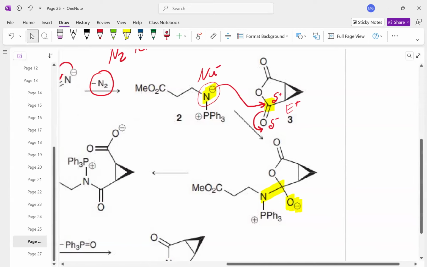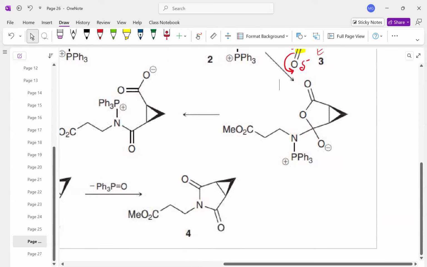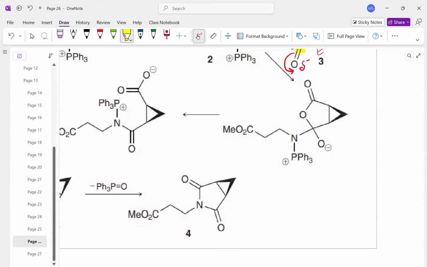Okay, let's go to the next step. Again, pause the video and ask yourself, what happened? What is different? So we take a look here. What's one thing that's different? Well, this was an oxygen-carbon single bond. Now it's an oxygen-carbon double bond. What else is different?